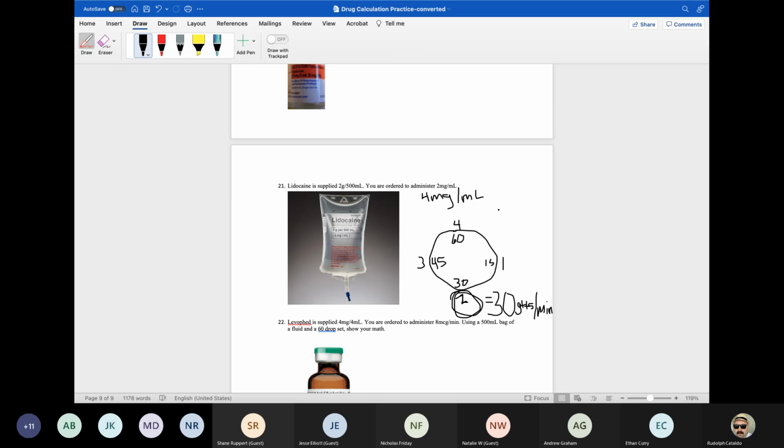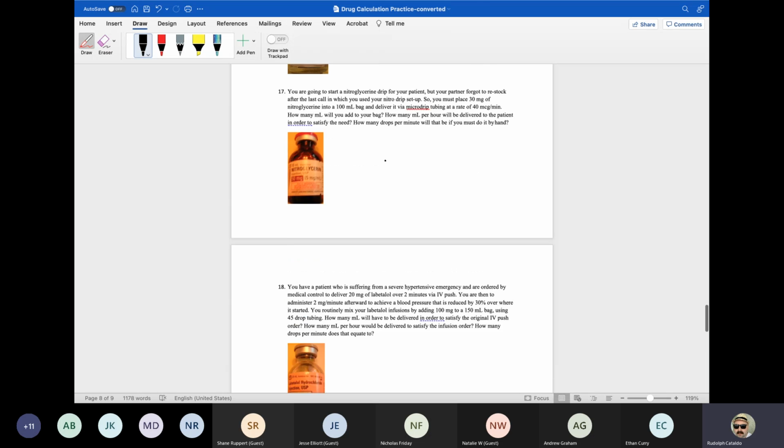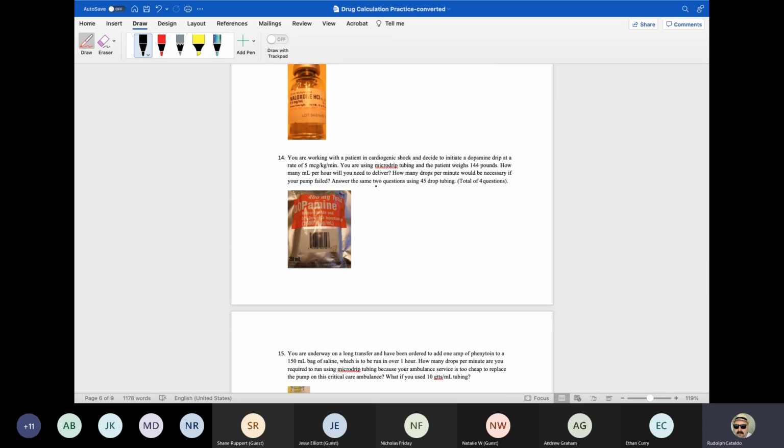Let's do dopamine down here. Don't pay attention to this math equation. Okay, dopamine. Actually, is there a dopamine one on here? Yes, there is. Using microdrip tubing, it says. So microdrip we know is what? How many drops? 60. 60 drops a minute. Or 60 drops an ml, sorry.